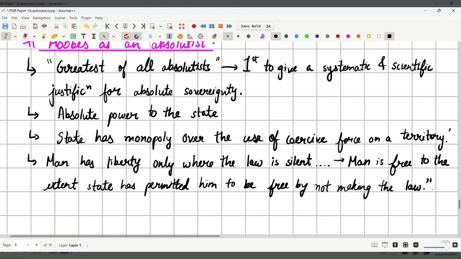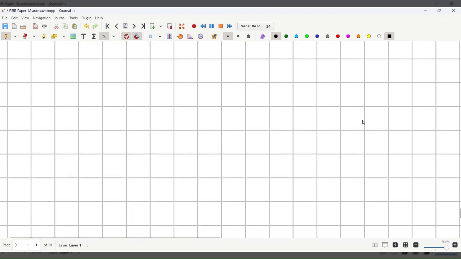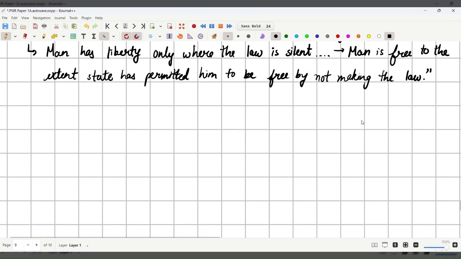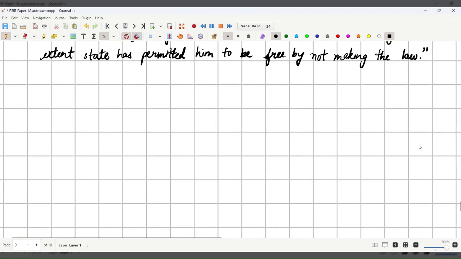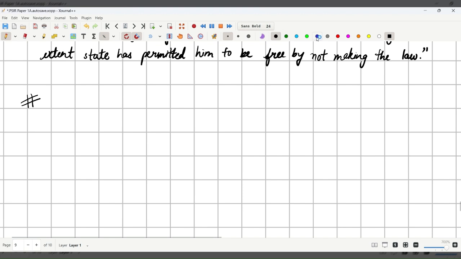So basically, this is why he is called the greatest of all absolutists. Okay. Now, after this, we are going to read about whether there is a contradiction between them. Okay.